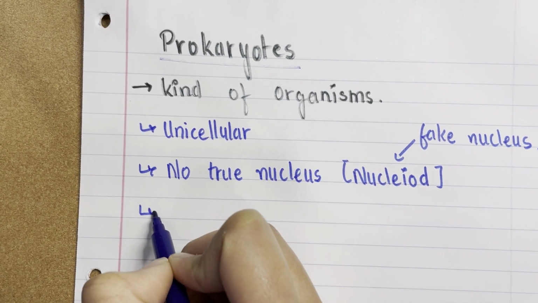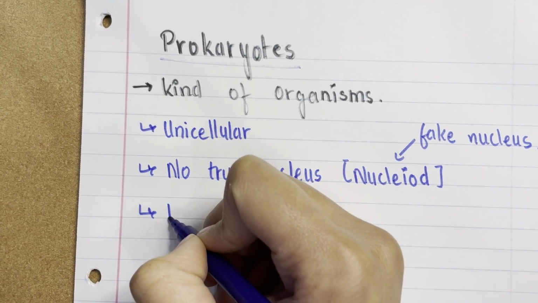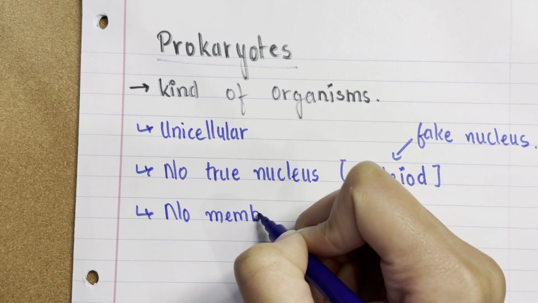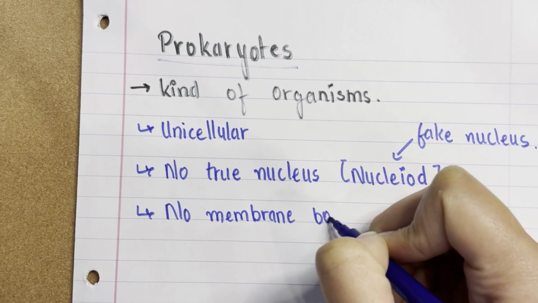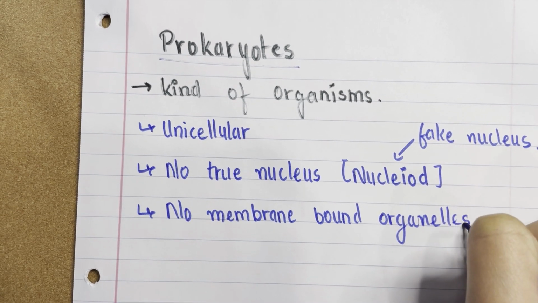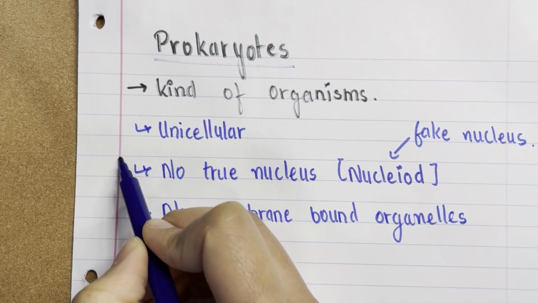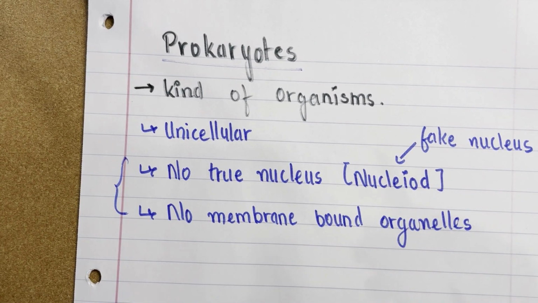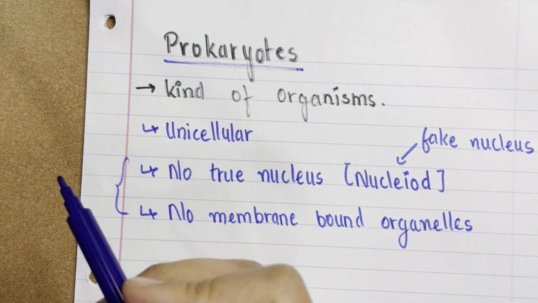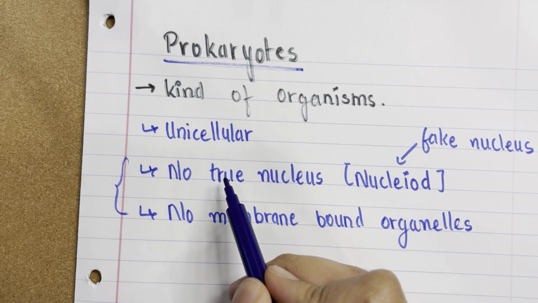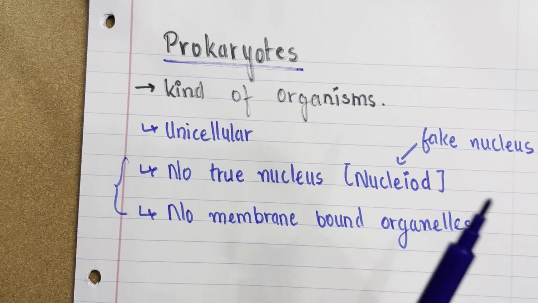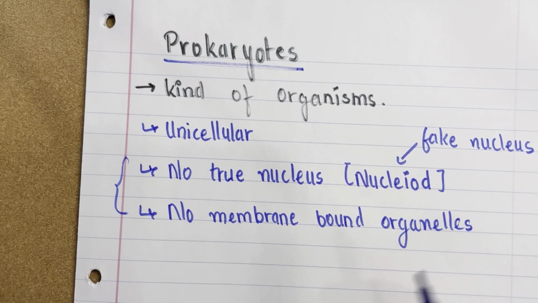Another thing is that they don't have membrane-bound organelles. So no membrane-bound organelles. These two characteristics or features are the defining characteristics of every single prokaryote. That is what defines them. So make sure that you remember these two very important characteristics of any prokaryote because it's their identifying characteristic.